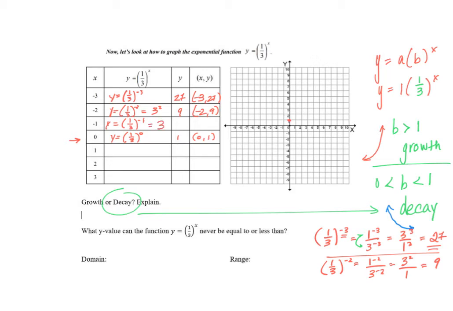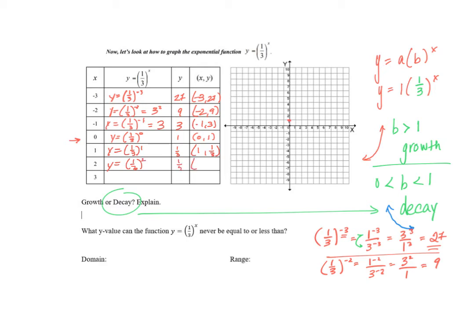So that means my ordered pair is going to be negative 1, 3. All right, when I plug 1 in for my x, I have y is equal to 1/3 to the first. That does not change the value of my base, so 1/3 is going to be my output. If I raise it to the second, that means I'm going to have 1/3 times 1/3, which is 1/9.